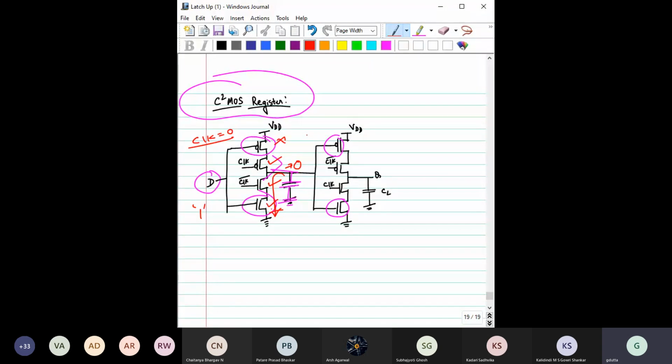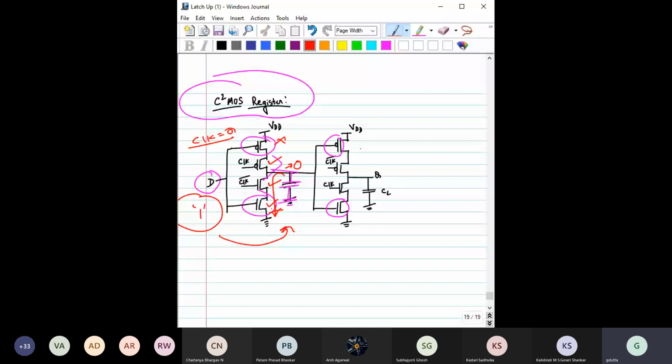Have you understood one thing? Whatever you have given here, that inverted value is getting stored here. Okay, now let's come to the second part. See what is happening when this clock is equal to 0.